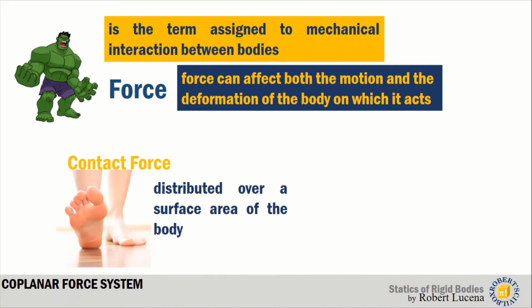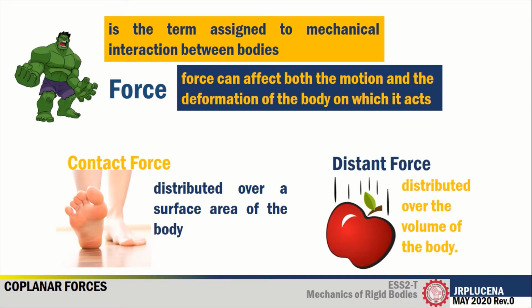There are two types of force: a contact force, which is distributed over a surface area of a body, like the bearing force between your toe and the floor. If you walk on the floor, the normal force exerted by the floor is called the contact force. And the distance force is distributed over the volume of the body. Your weight is a form of distance force. This is because of gravity, or the acceleration due to gravity caused by the earth.